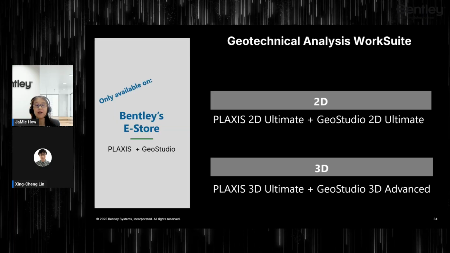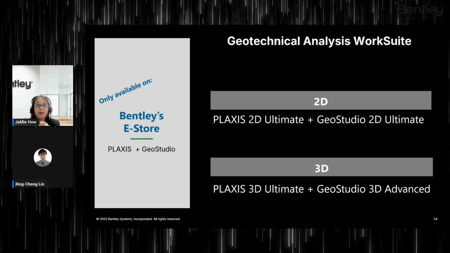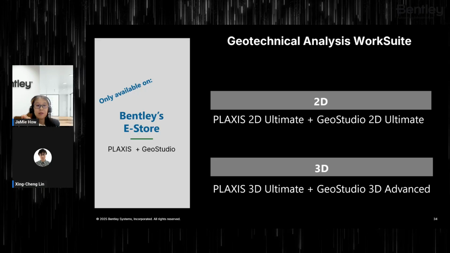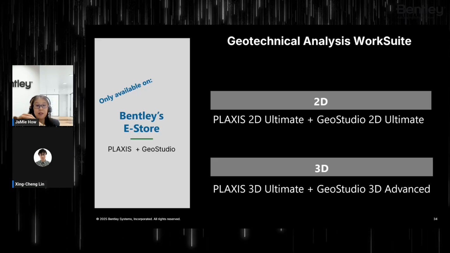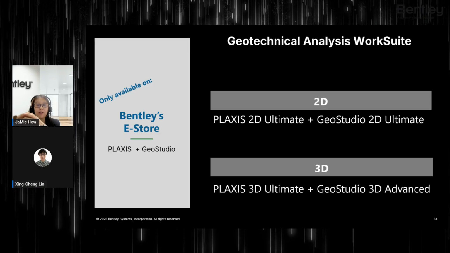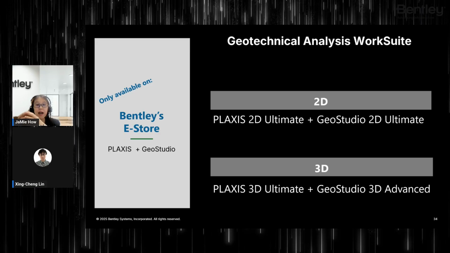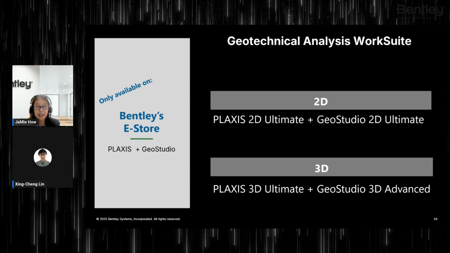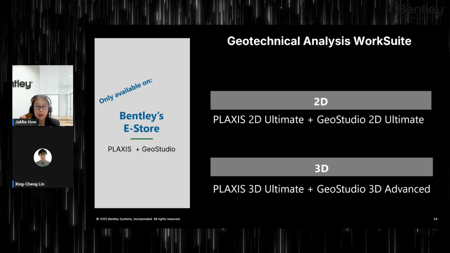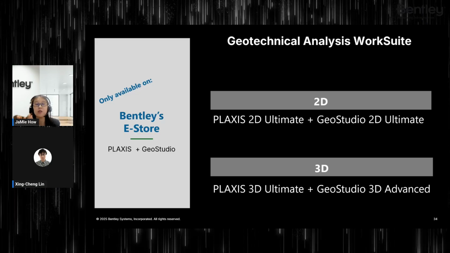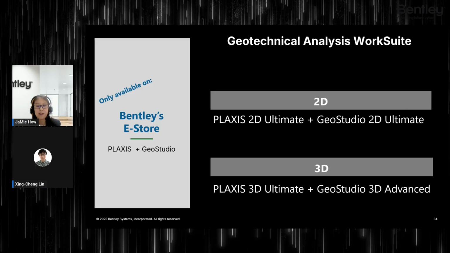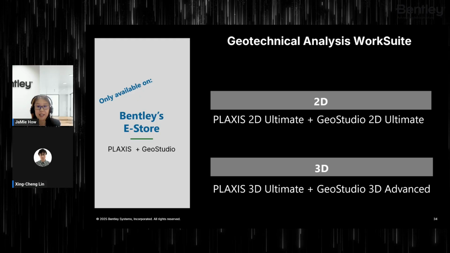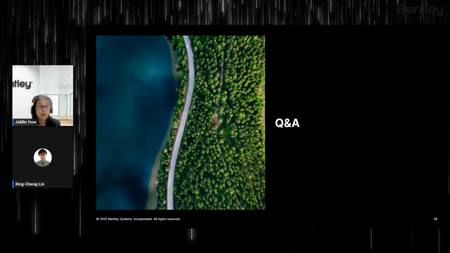And if you happen to have a requirement for both finite element and limit equilibrium analysis, our eStore also offers a solution called Geotechnical Analysis Worksuite, which is a bundle of both Plexis and GeoStudio. So the Geotechnical Analysis Worksuite 2D comes with the highest product tier of both products, Plexis 2D Ultimate and GeoStudio 2D Ultimate. And Geotechnical Analysis 3D comes with the highest product tier as well for both solutions, Plexis 3D Ultimate and GeoStudio 3D Advanced. So if you have any questions, just feel free to let us know, and we can address your concerns accordingly as well.